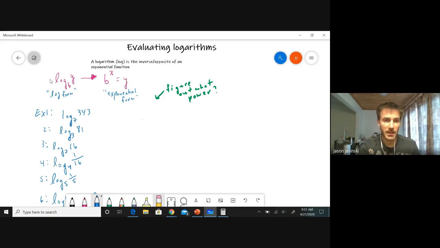The left-hand side here, I have log form. The right-hand side, I have exponential form. So you might have log base b, where b could be a number, of some number y, where y would also be a number. You're going to think b to what power, or x, which is what you have to think about or solve for, equals the other number y.